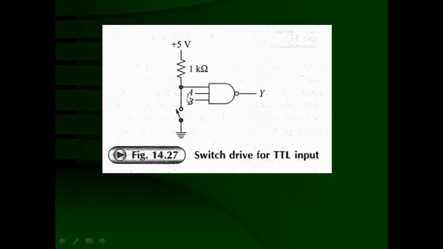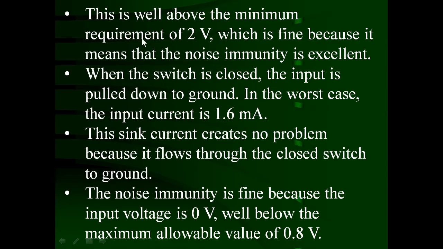This is well above the 2 volt minimum requirement. That means noise immunity in the high state is very good. Even if a noise signal of 2.96 volt is there, there won't be any false triggering. This is well above the minimum requirement of 2 volt, which means that noise immunity is excellent. When the switch is closed, you see this circuit.